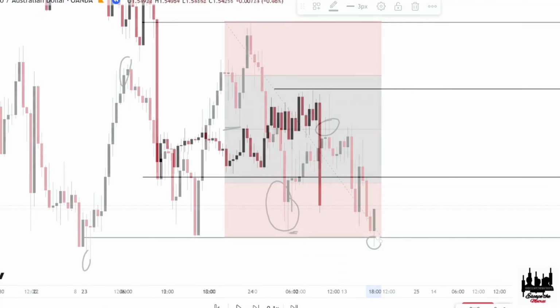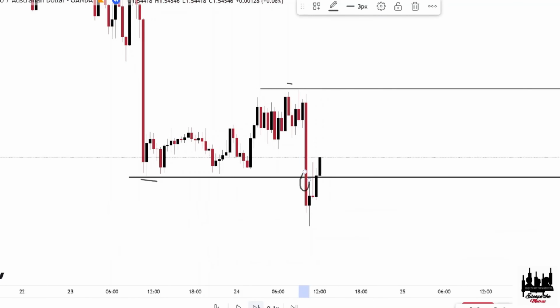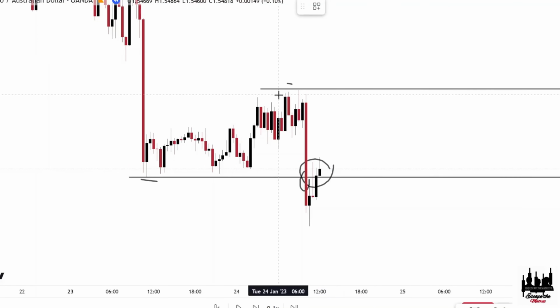So let's look at this example. We have our low, we have our high. Price broke, closed below, indicating price wants to go bearish. Price came back, closed inside of the range. This is when you pull out your fib.